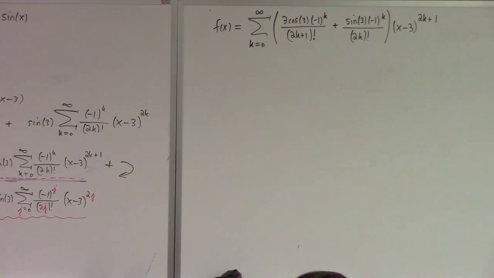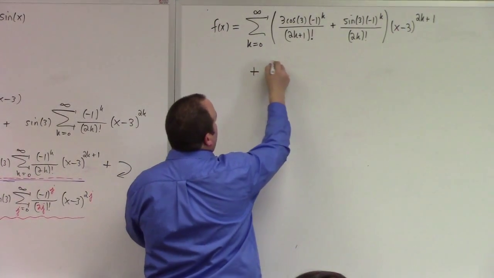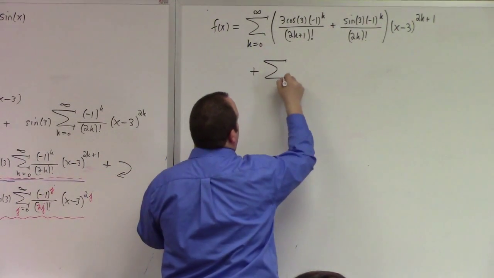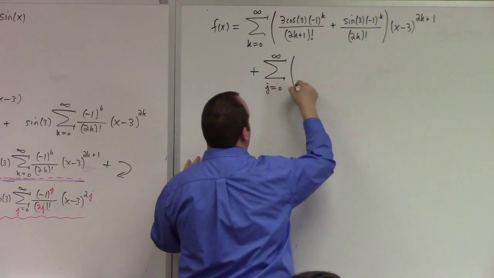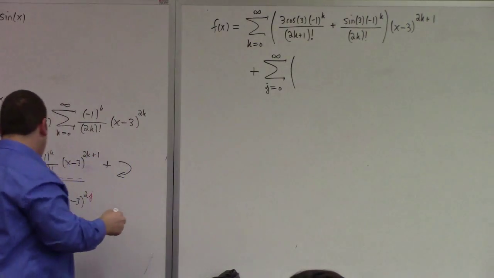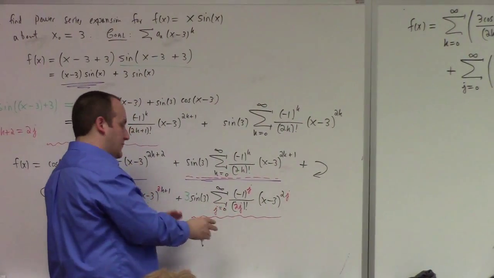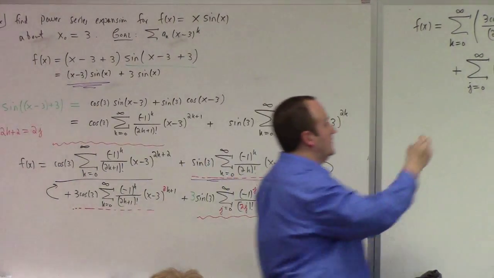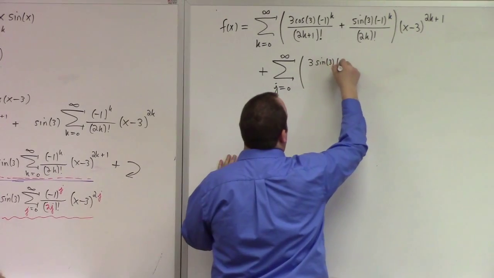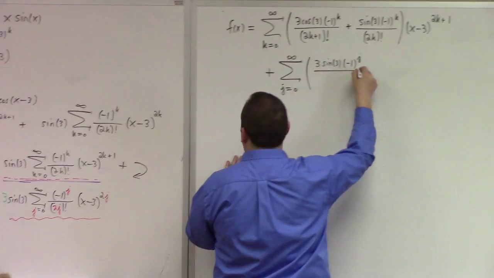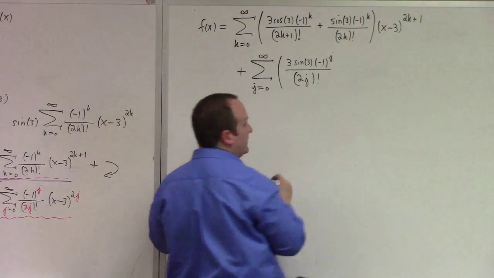3. Now, there are even terms, right? I'm going to use a j for the other one. J equals 0 to infinity, just for some contrast, all right? And so what I did first was I just changed this from k to j already. So that's easy. I'll just write that one down to start with. That's 3 sine 3 minus 1 to the j divided by 2j parentheses factorial.